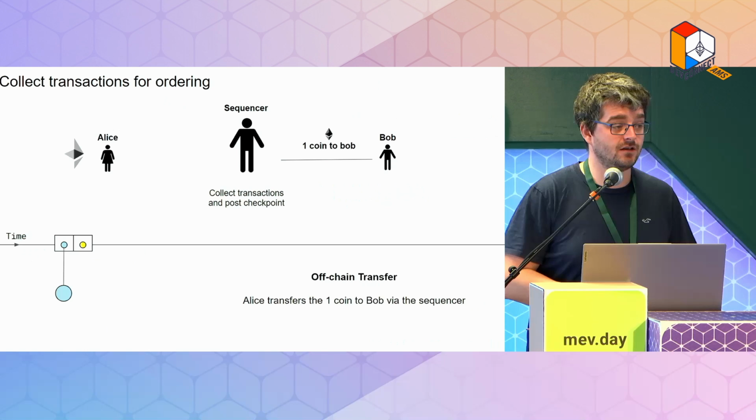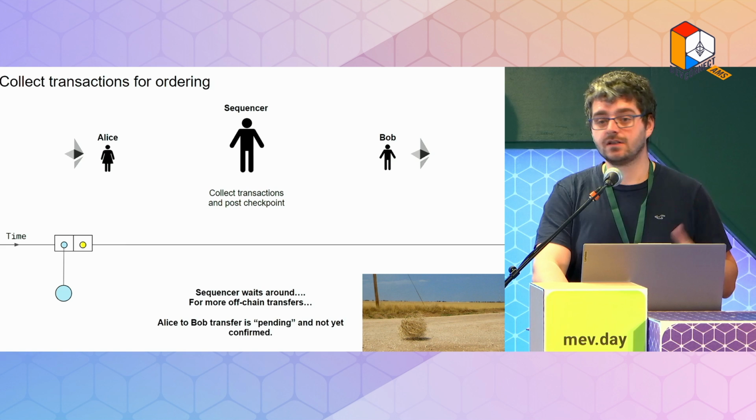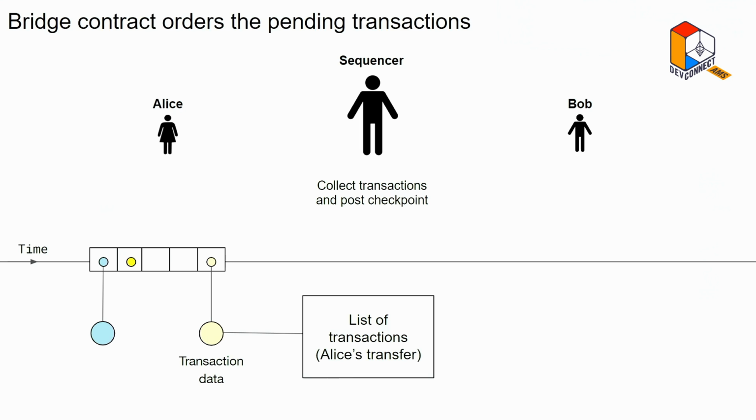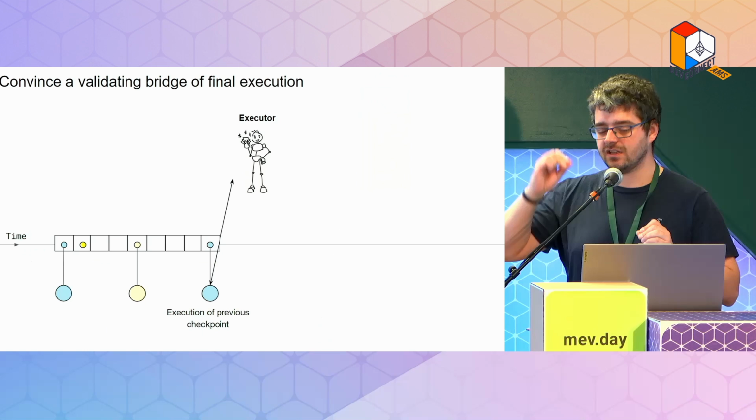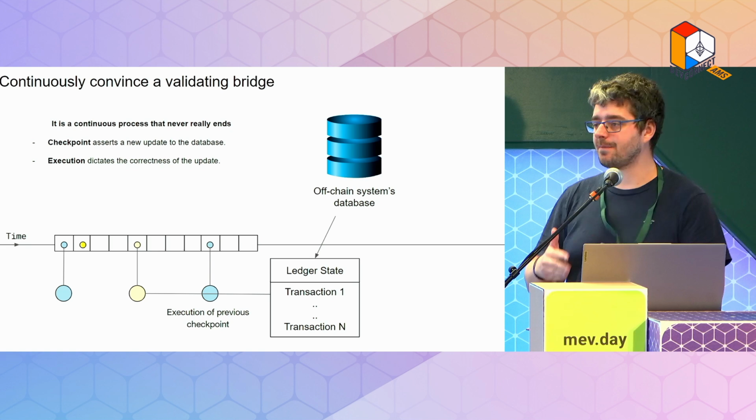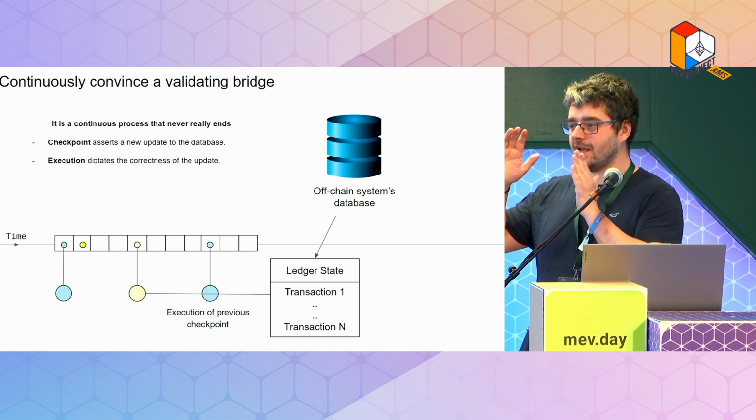Then over time, we wait until there's more transactions. And eventually, the sequencer will take the list of transactions that are pending, order them, and send it to the bridge contract. And the bridge contract is responsible for finalizing the order of execution for these transactions. Then over time, we wait. They're pending, they're ordered, but they're not yet confirmed or final. And then the executor comes along, he'll take the ordered list of transactions, execute them with my wonderful 1990 animation, and then he'll post a little checkpoint to the bridge with some indisputable evidence that this is the new state of the database, a valid update according to those transactions. And this just happens continuously. The bridge will order transactions, and then it will receive the checkpoint and confirm its execution.